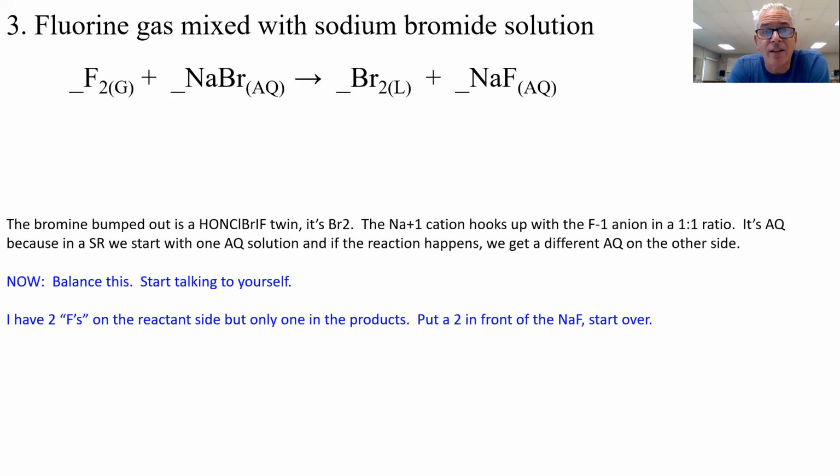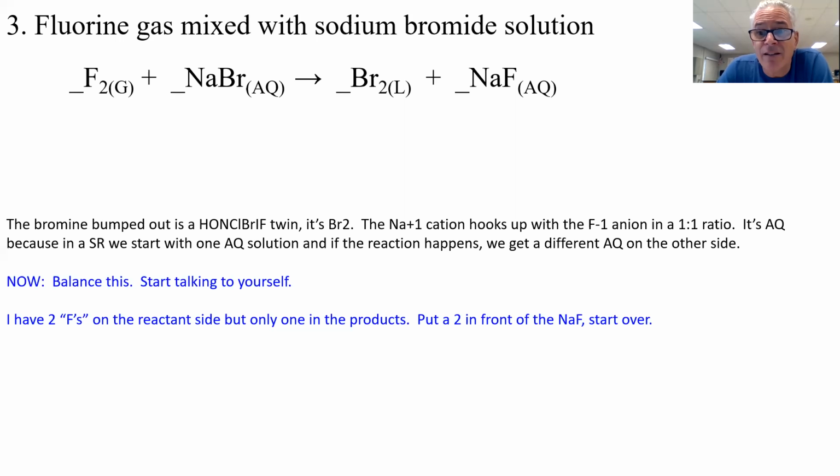So this is how we write the skeleton. It's the fluorine, which is diatomic, goes into the NaBr aqueous. That's in a 1 to 1 ratio. It's going to form bromine, happens to be a liquid. Right? I told you that before. Bromine and mercury are the liquids. Br2, because it's a Hunkelbrief twin. Now, sodium fluoride forms because the sodium stays in solution and the fluorine is going to replace the bromine. It used to be NaBr. Now it's going to be NaF. Fluorine makes a negative 1 ion. Sodium, of course, is still a positive 1, so it goes together in a 1 to 1 ratio. And that's going to be aqueous.